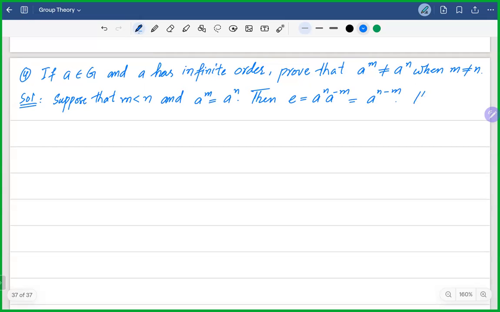Now this contradicts the assumption that A has infinite order, because this one is going to have finite order.